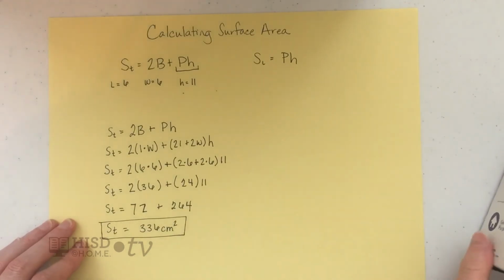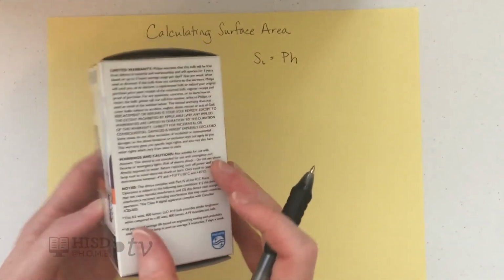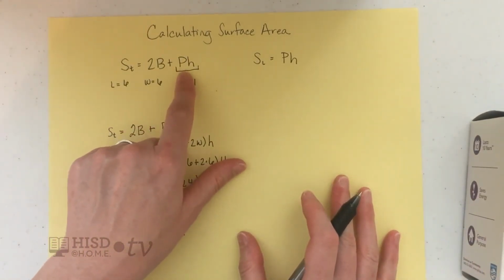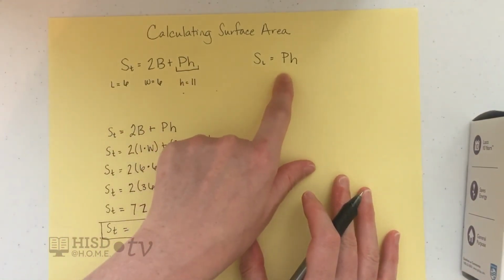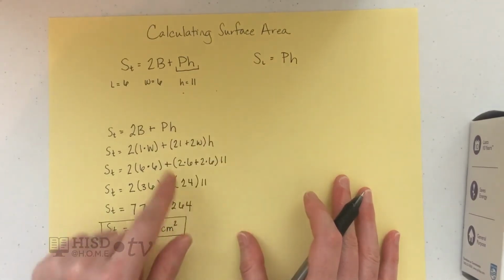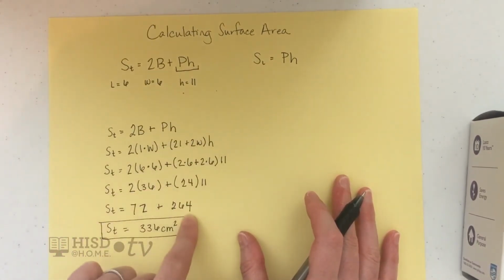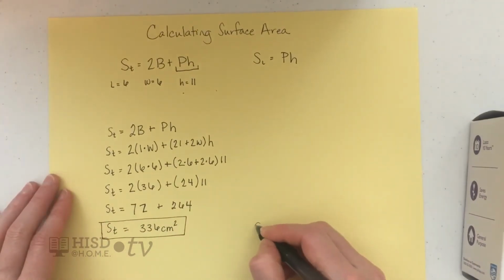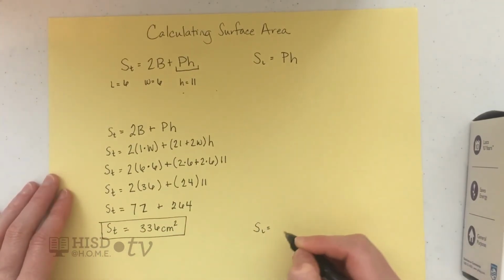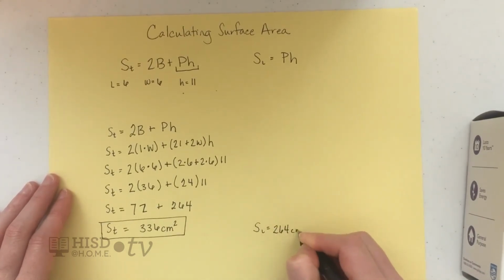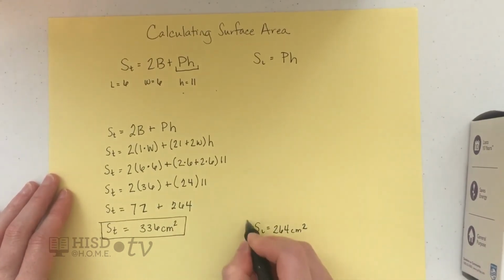If I had been asked to find the lateral surface area, just the sides, remember I would only use this part of the formula. The lateral surface area is the perimeter of the base times the height. So it would be this second part of the formula, and I can go ahead and say that the lateral surface area is 264 centimeters squared.